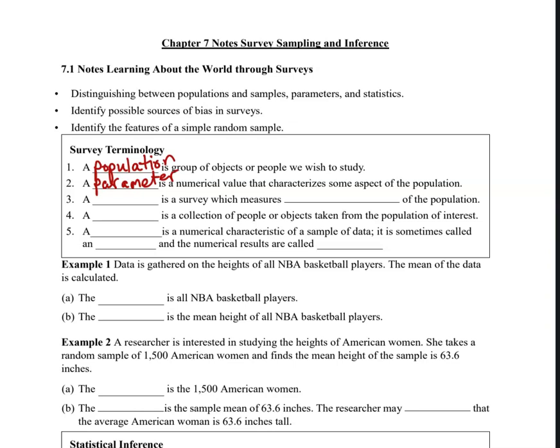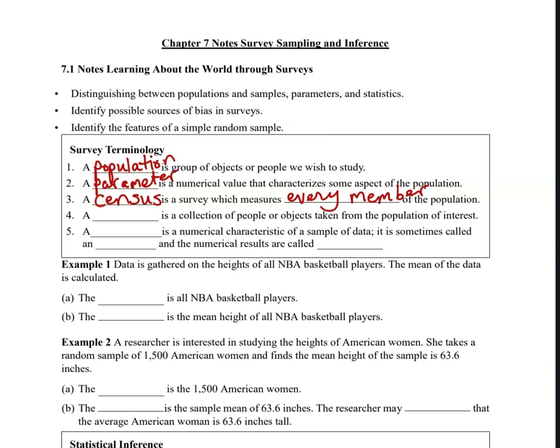A blank is a survey which measures every member of the population. I think what I was looking for here was census. You may hear us use that term from time to time, but a census is a survey that measures every member of the population. Certainly you've heard of that in terms of the government. We take a census every 10 years where we are interested in trying to gather information from every person in the population. That's not an easy task, but we try to do that every 10 years, and that's called a census.